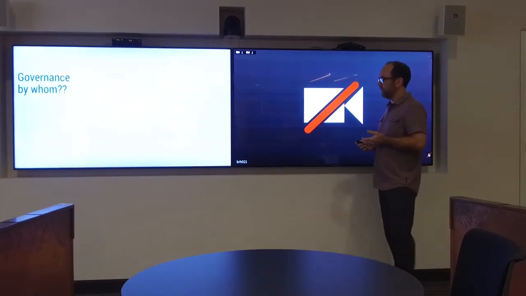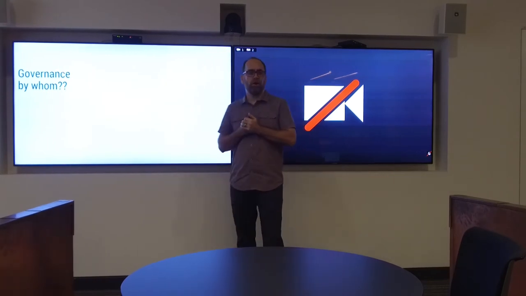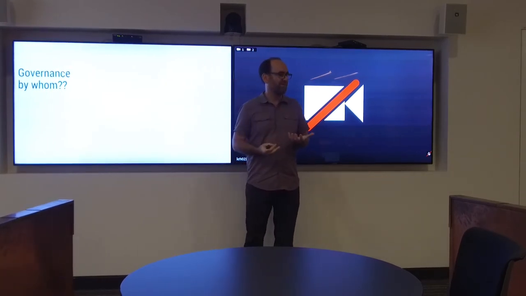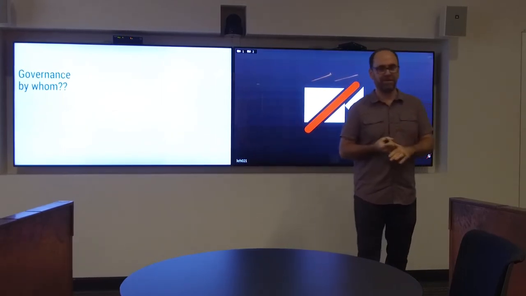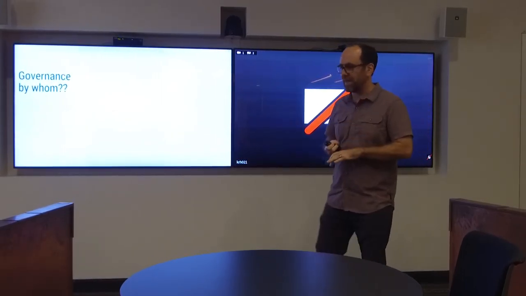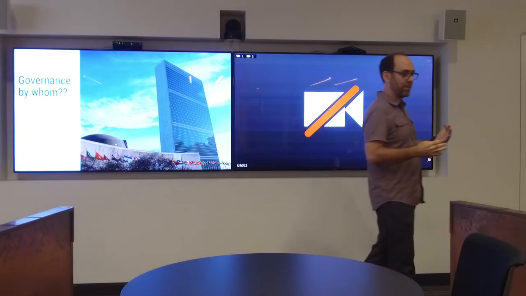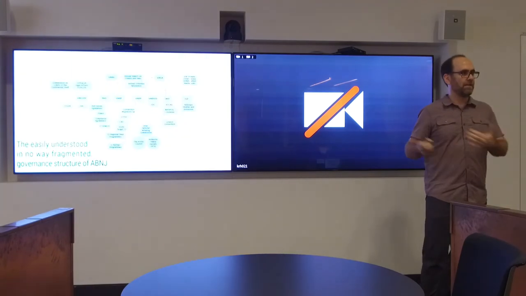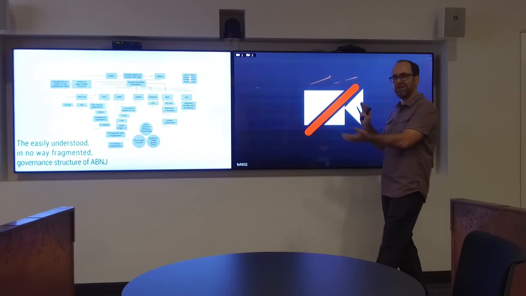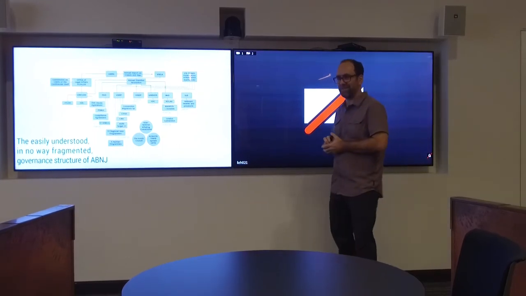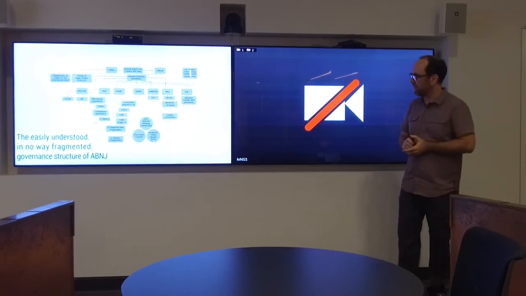Okay, so this should raise one big question, which is, all right, who is actually governing these systems? What's the problem here? Why is this the case? Why don't we have conservation areas? Why do we have these gaps in governance? And it's the UN. This is all under a UN structure. And this is the very tidy schematic of governance of areas beyond national jurisdiction and all the entities that have some level of participation in those.